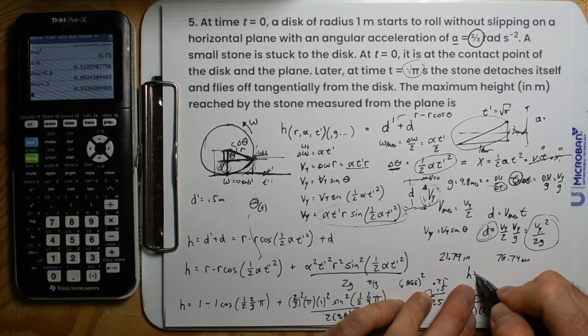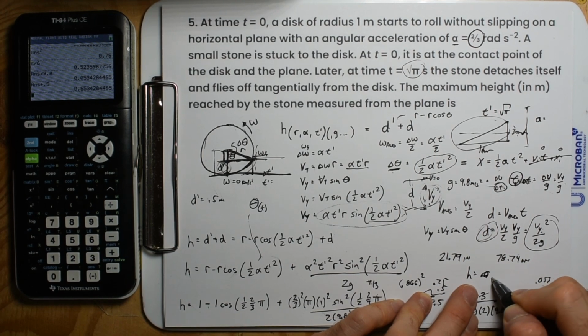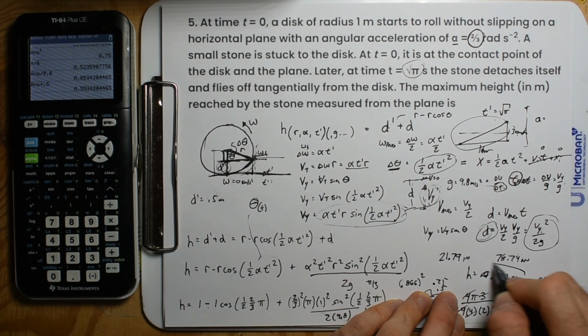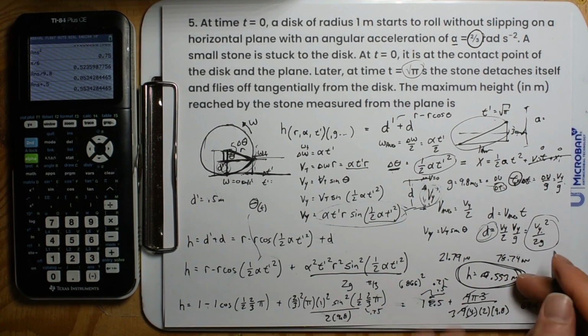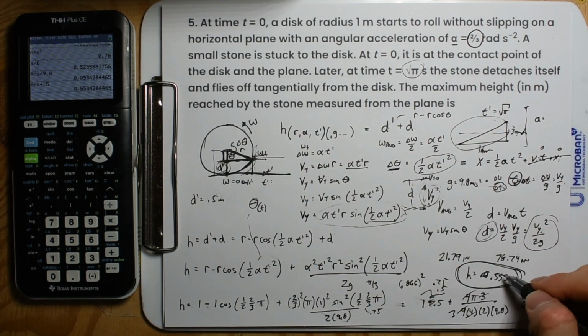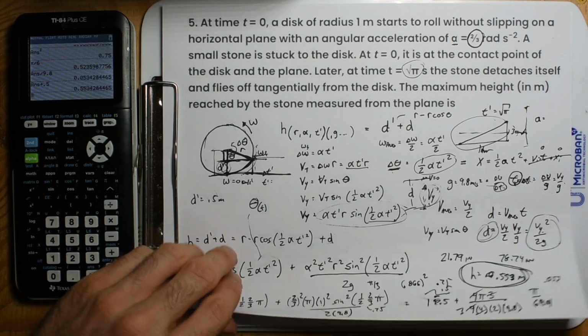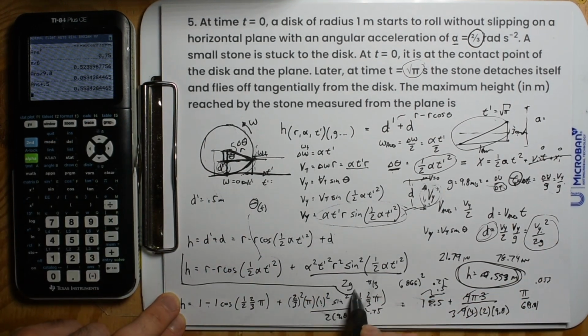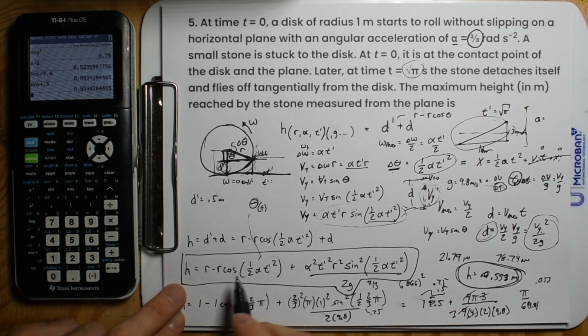And I guess our h is 0.553 meters. I don't know if they wanted the maximum height in meters reached by the stone. So final answer, 0.553. You know what I mean? We beat this one with a fork. And heck yeah, we do have an equation.